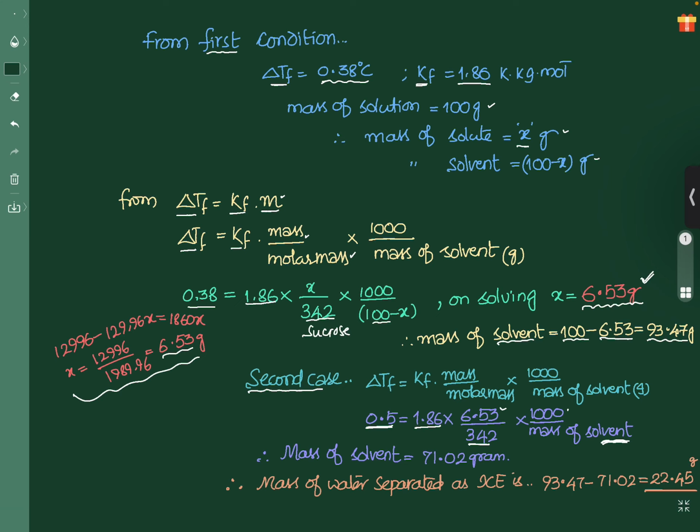By solving this, the mass of solvent you are getting here is 71.02. You can check with calculator, no problem. Initial mass is 93.47. Now the mass of the solvent is 71.02. So the difference is 22.45. In the options it was around 21 something. 22.45 grams is converted into ice. First solvent mass is 93.47, second solvent mass is 71. Whatever the difference is, that difference is nothing but ice formed. Wonderful question. Thank you all.